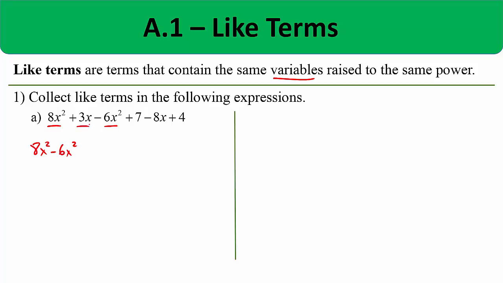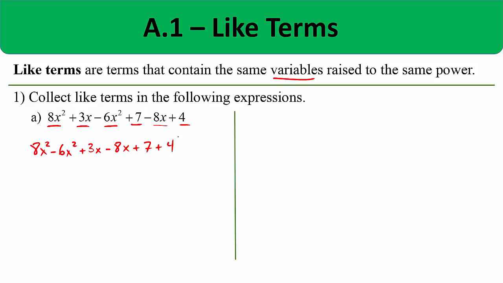Then we have 3x. We also have x here. These are both raised to the power of 1, so I'm going to rewrite them in that order. And then lastly, here we have a number, a constant, so it doesn't have a variable with it. And we also have a constant here. So what I've done is I've just rewritten the terms so that the like terms are beside each other.